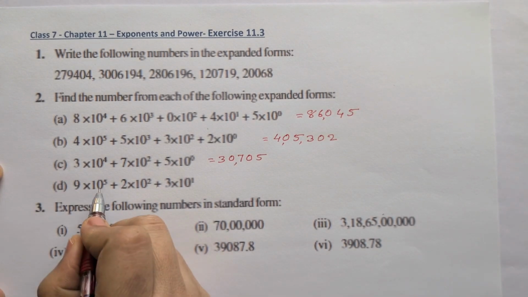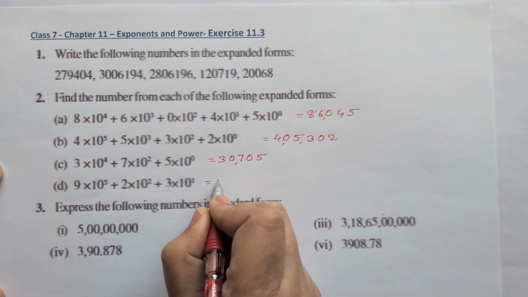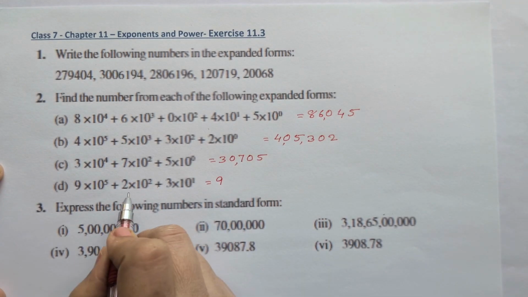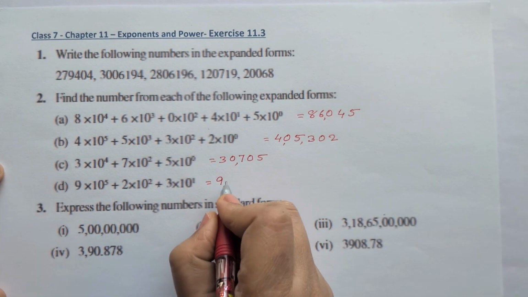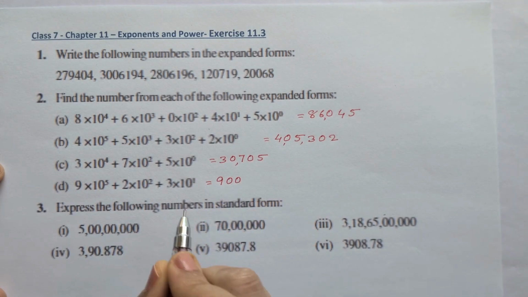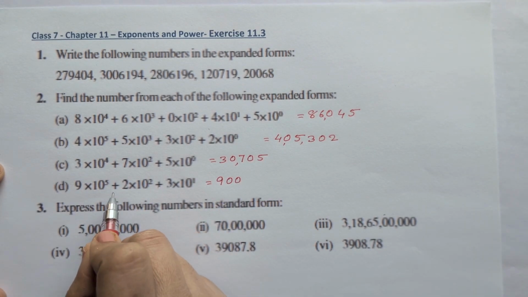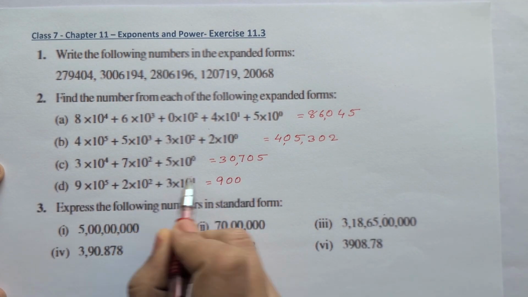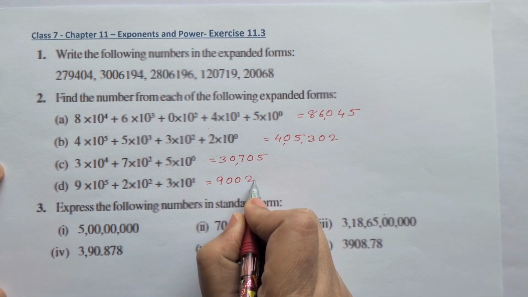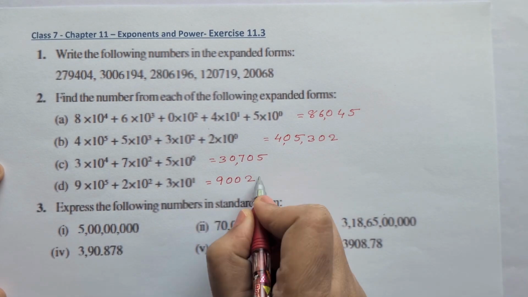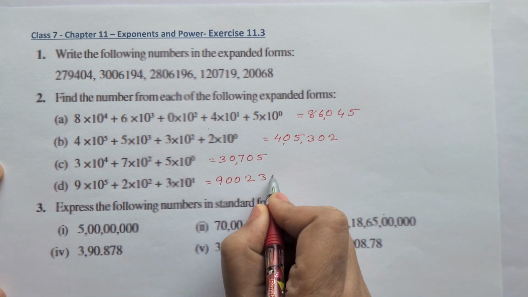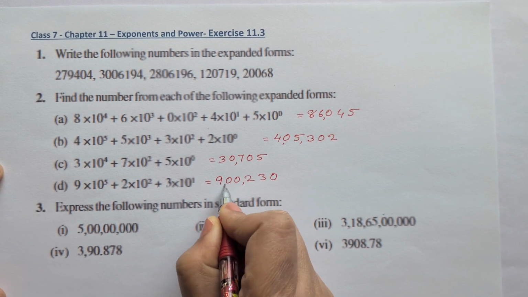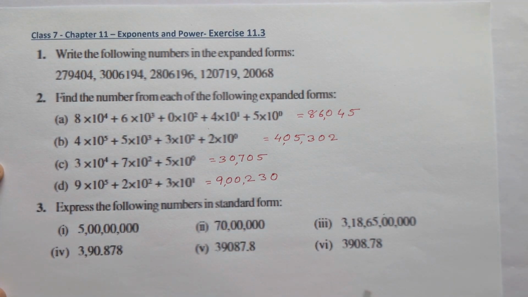Next one, here 10 raised to 5 is the starting, so first digit is 9. Then 10 raised to 4 and 10 raised to 3 are missing, so 2 places with 0. Then 2 is here. 10 square is there, 2. 10 raised to 1 is also there, the digit is 3. Then 10 raised to 0, that means unit place, so that will become 0. So the number is 9,230.